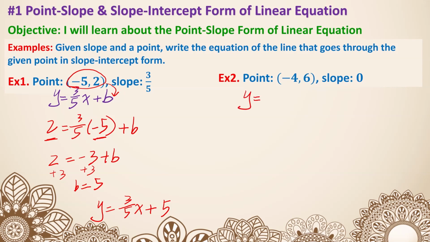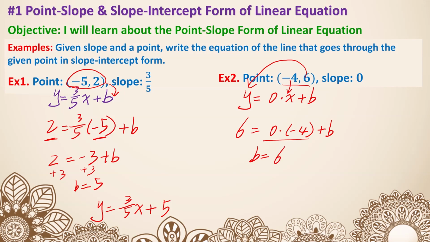Y equals, my m is 0, times x, then plus b. Well, let's still plug the point in. So 6 for y, and -4 for x. So 0 times -4 plus b. Well, anything times 0 is 0, which means b equals 6. So my equation is 0x plus 6, which is just y equals 6. That's example 2.